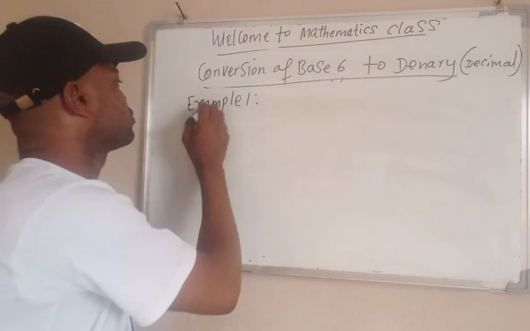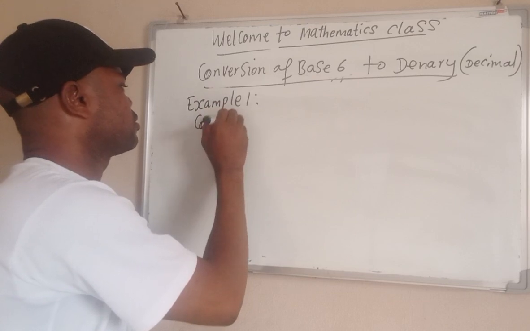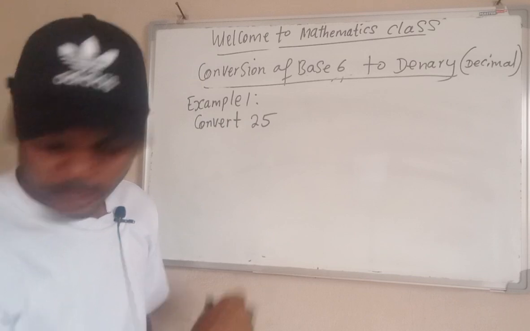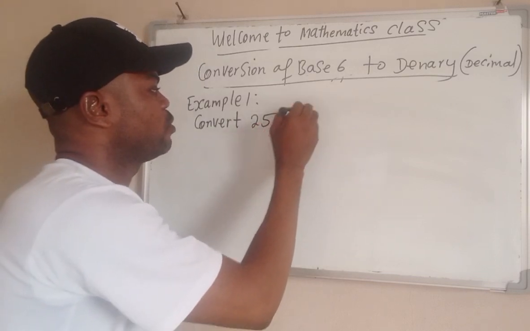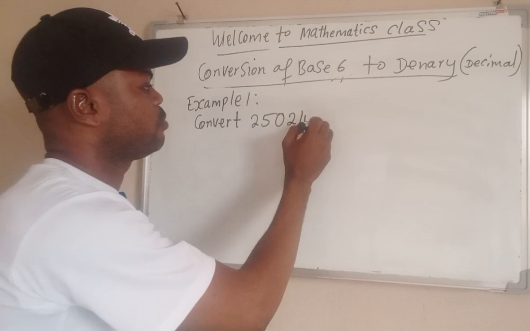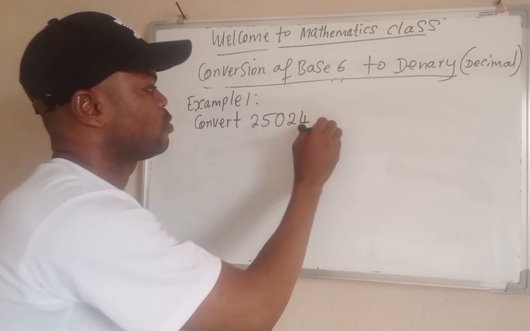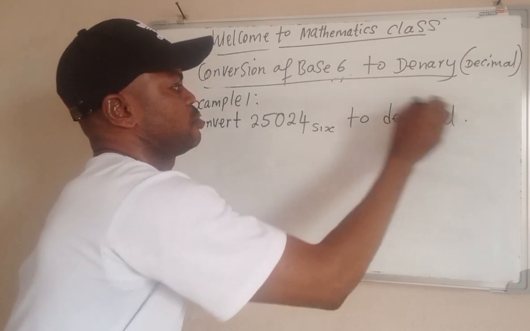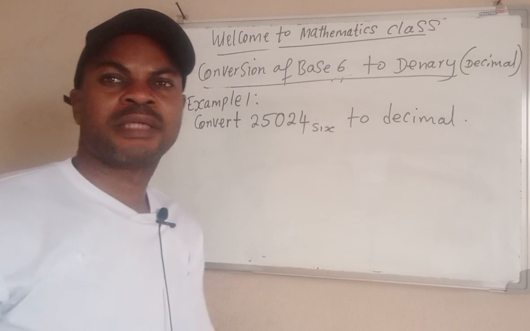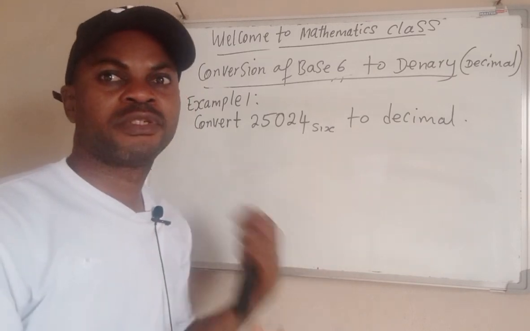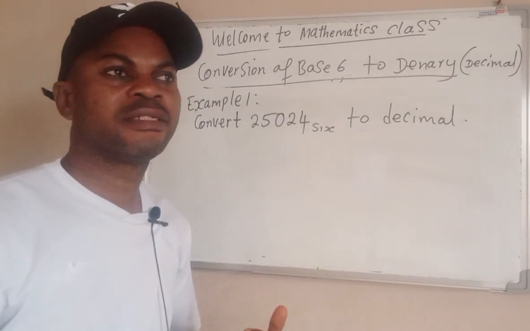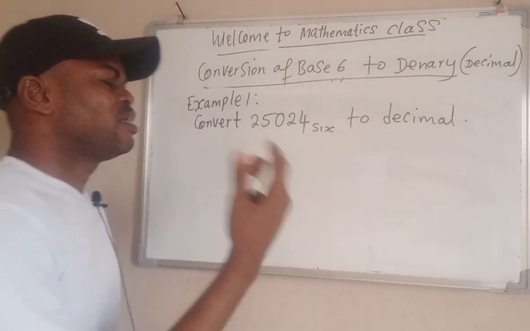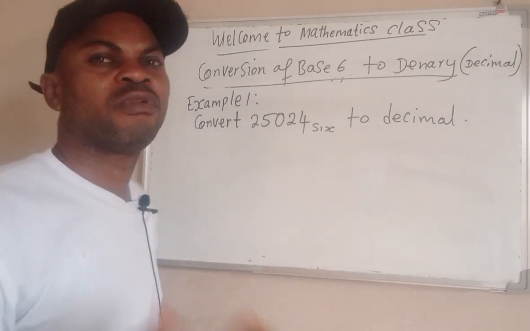The question was convert or simply expand 25024, which was given in base 6, to decimal. It's still as simple as ABC. The same thing we did during the course of converting from base 2 to base 10, where we expanded or multiplied continuously with the base. The same thing we're going to do here. It's not difficult. Simply apply the principle of expansion.